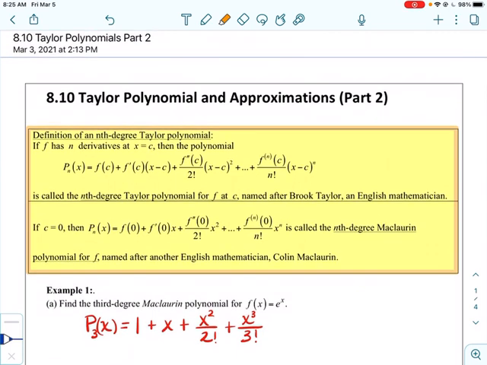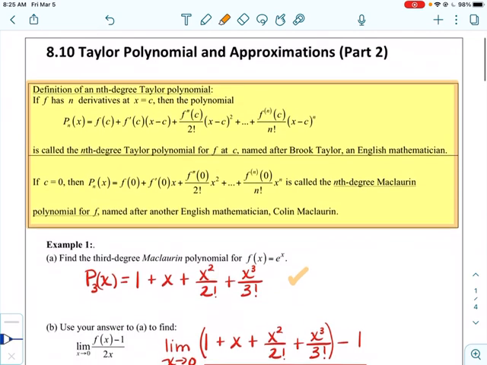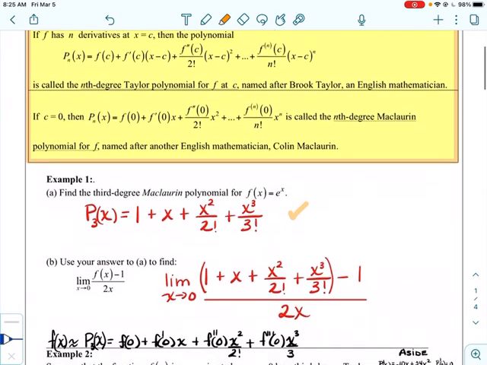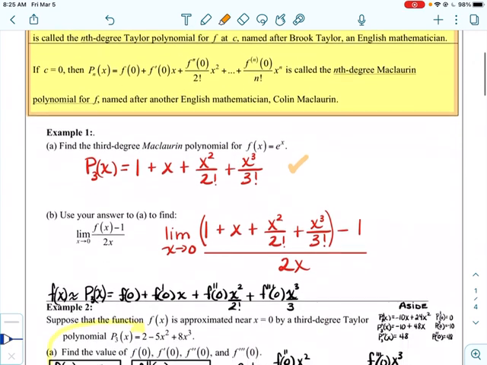I start off and find the third degree Maclaurin polynomial for e to the x. And remember that we had already done this practice, so I'm going to leave it up to you, the reader, or the listener in that case. So the polynomial of the third degree. Okay, and then I'm going to use that answer.